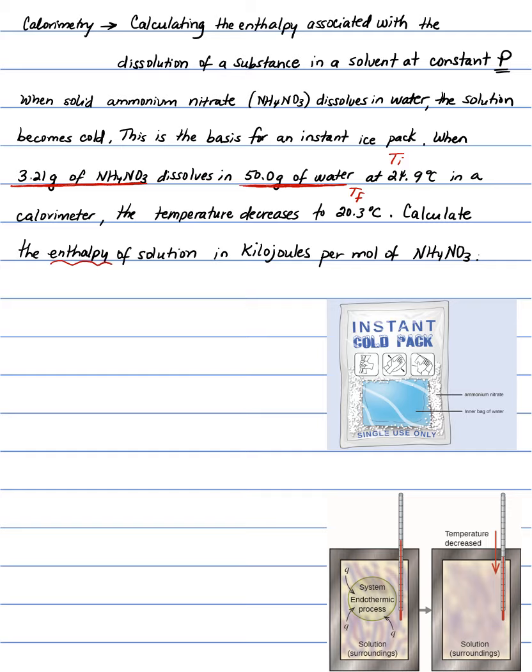Now you need to calculate enthalpy. Enthalpy is heat. The enthalpy value that you're trying to calculate here needs to have units of kilojoules per mole of ammonium nitrate. When we're calculating enthalpy, we can follow steps specifically with this type of problem. I'm going to write down our equation.